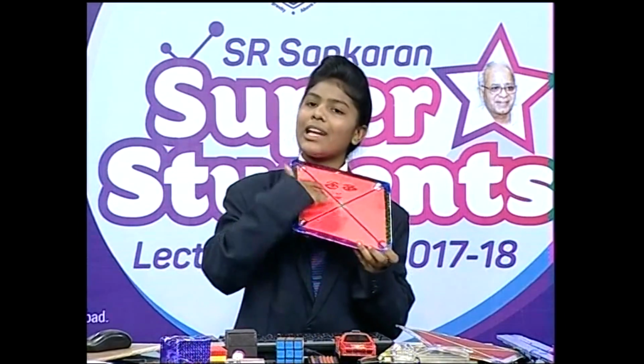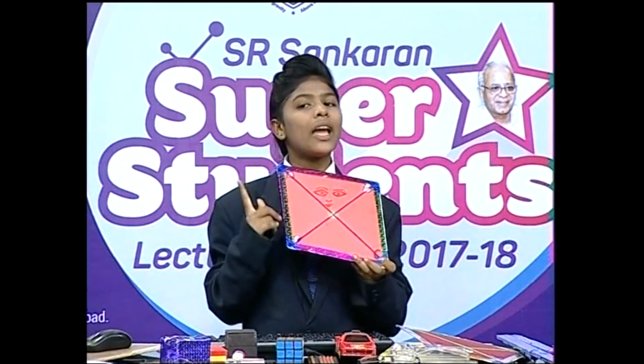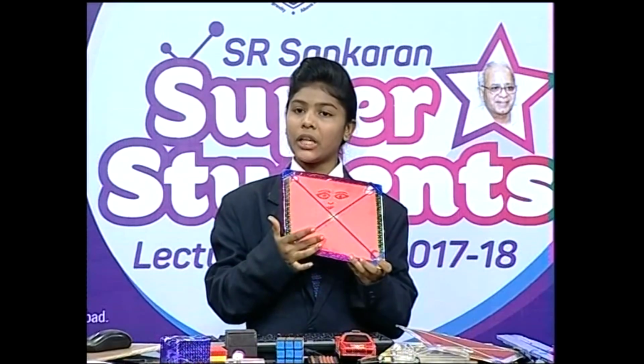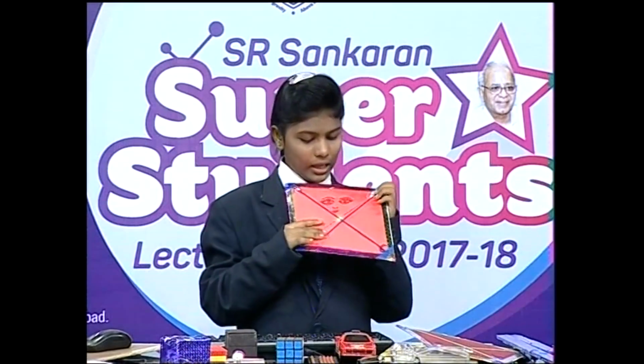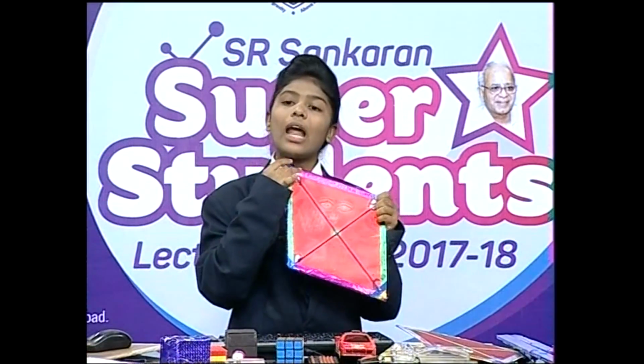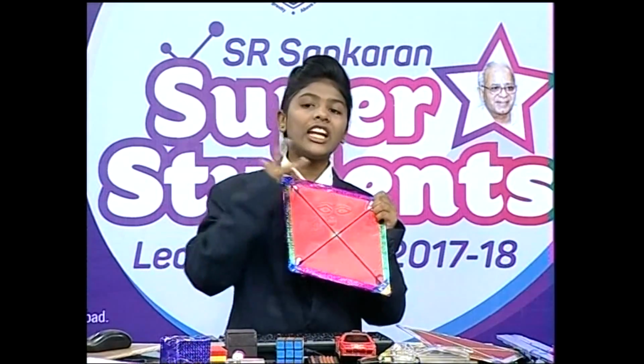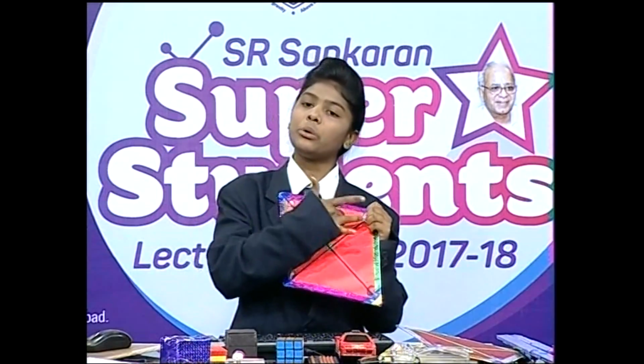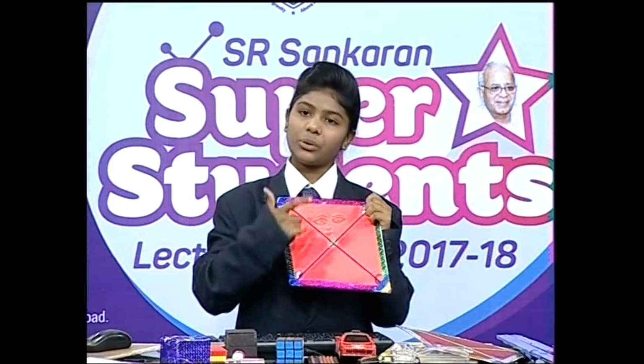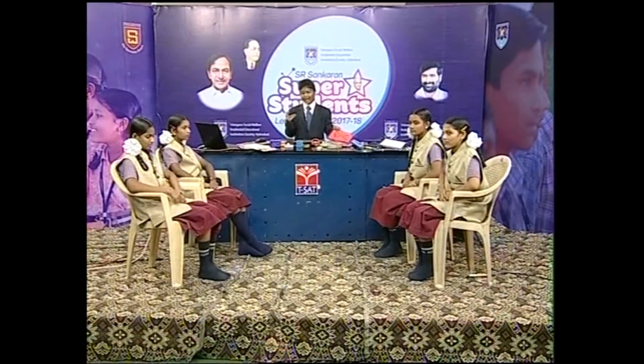And friends, a diagonal of a parallelogram can divide a parallelogram into two congruent triangles. So here, the diagonal AC can divide the parallelogram into two equal triangles. These two triangles are congruent with each other. Again, I will say, look at this slide, friends.